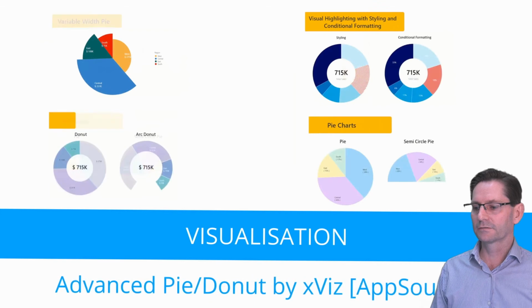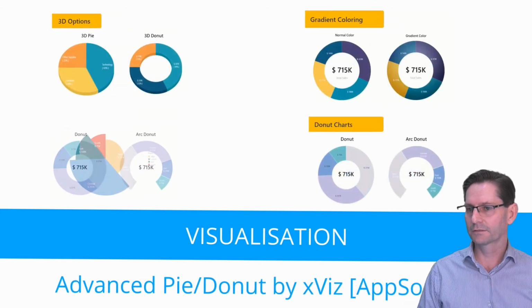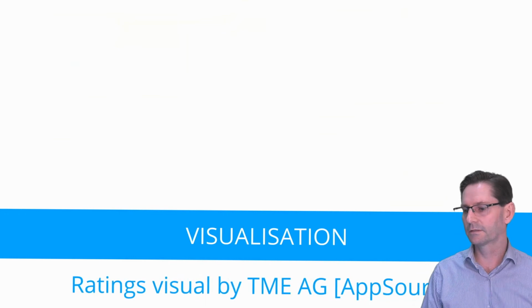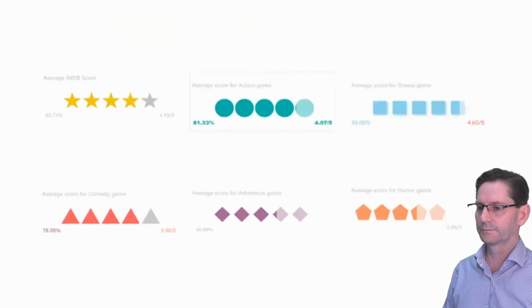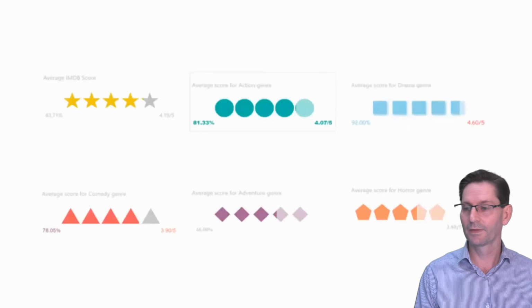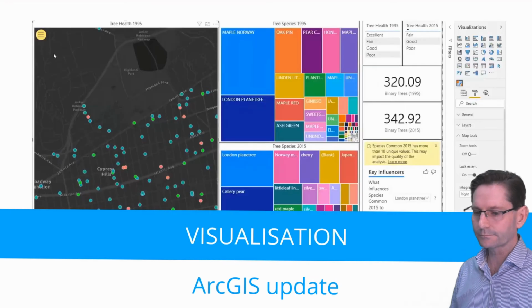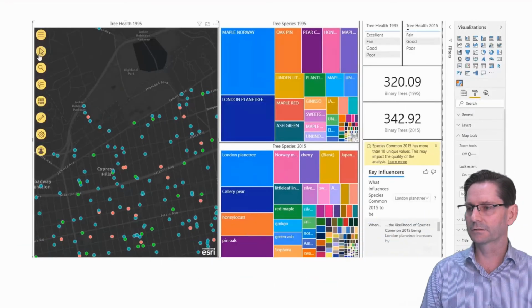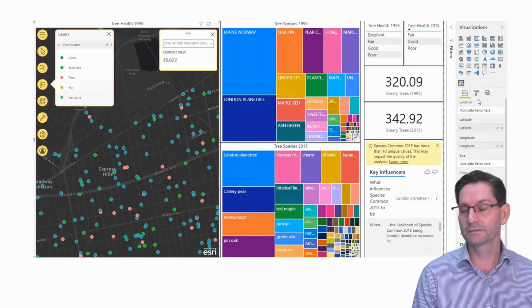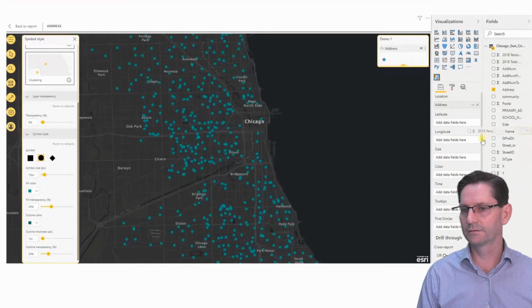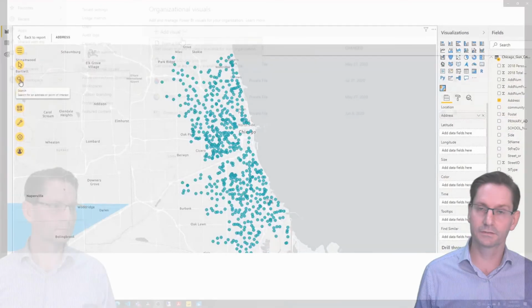Some visualizations, very exciting, quite a few there as you can see, by XViz and updates, the rating visual by TMG AG. It looks very interesting. It's worthwhile having a look at them. I'll put some links in the description below. But yeah, some really good stuff. ArcGIS has had a bit of a roll on the interface, and it's so much easier.